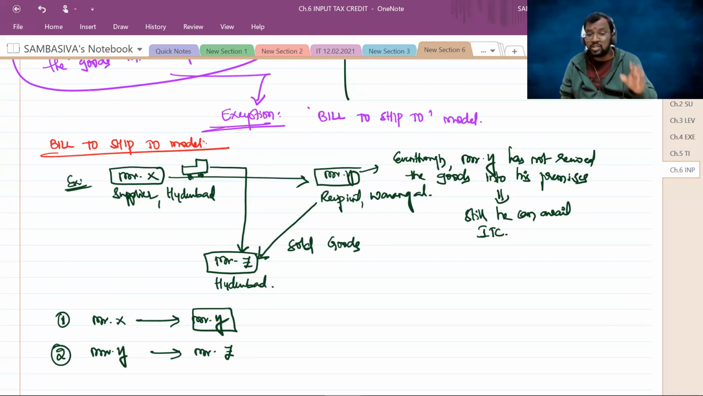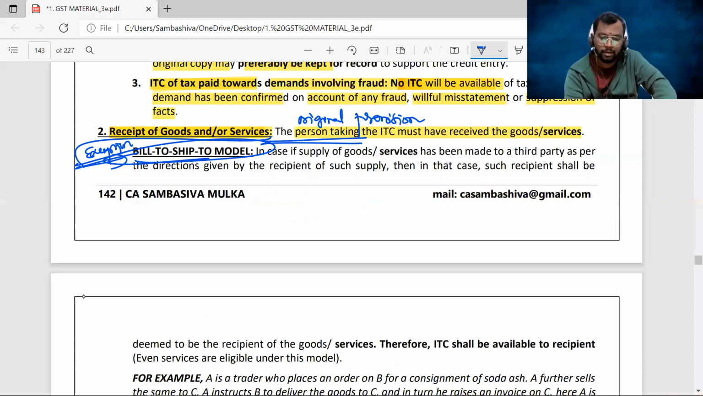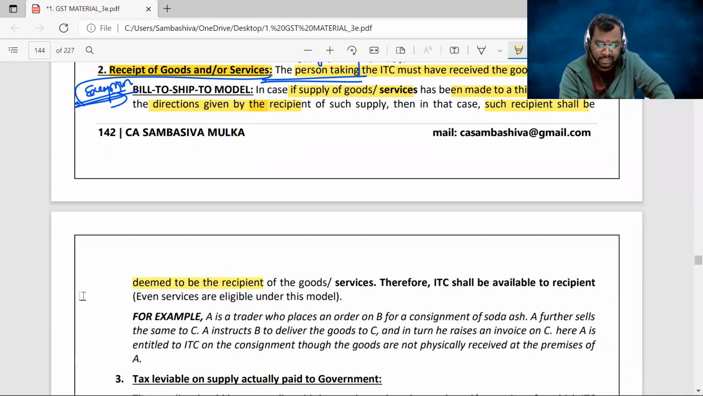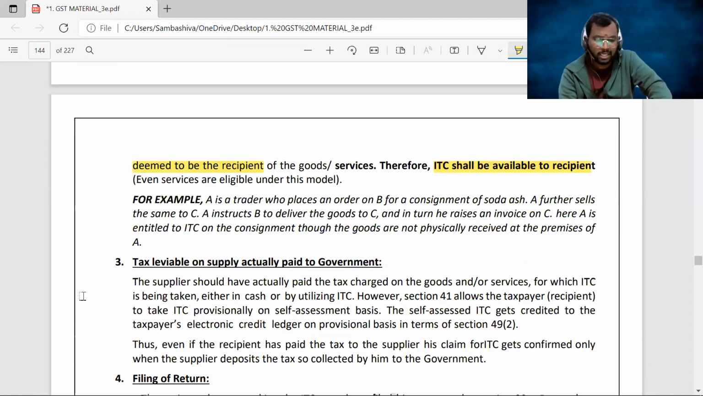Right? So this is bill to ship to model. So check it out. In case the supply of the goods or services has been made to a third party as per the directions given by the recipient of such supply, then in that case, such recipient shall be deemed to be the recipient of the goods. Therefore, ITC shall be available to the recipient, right? Even the services are also eligible under this model.